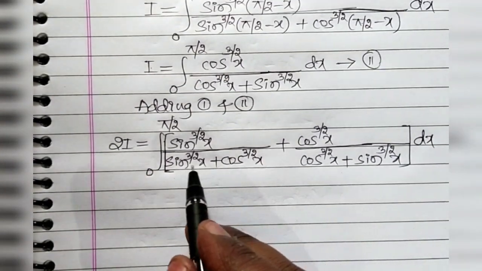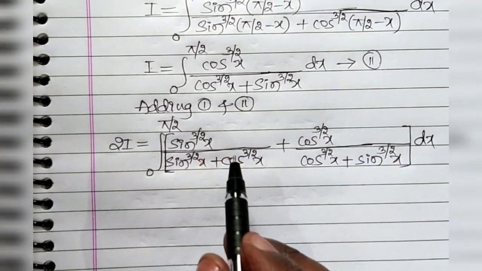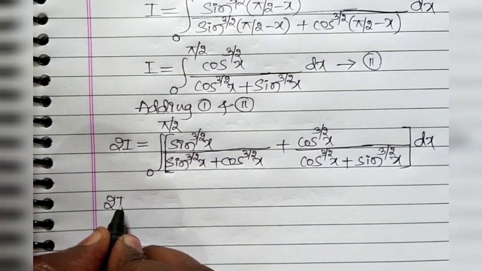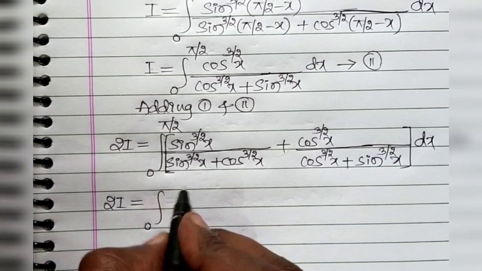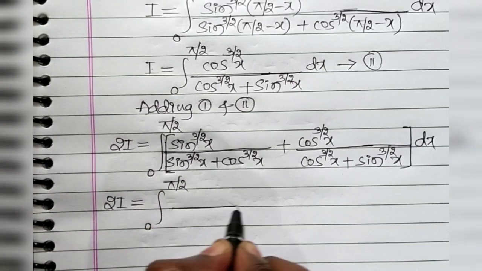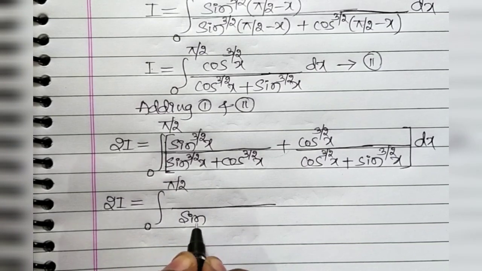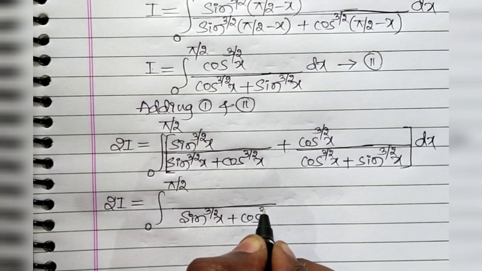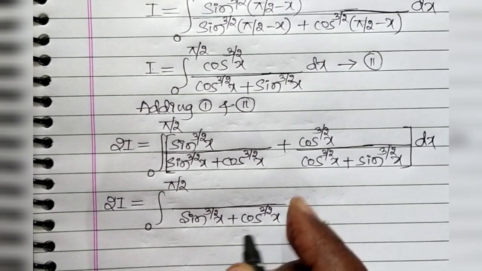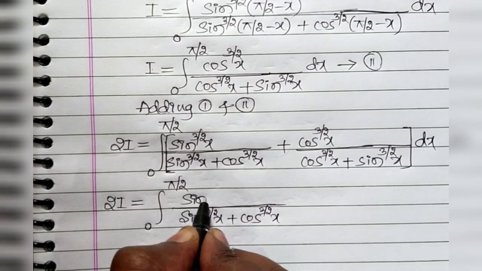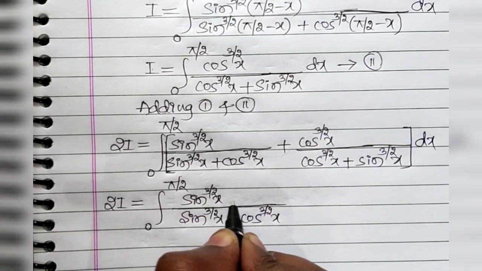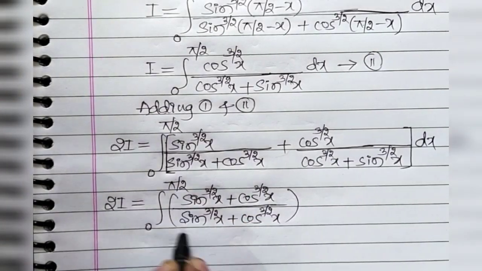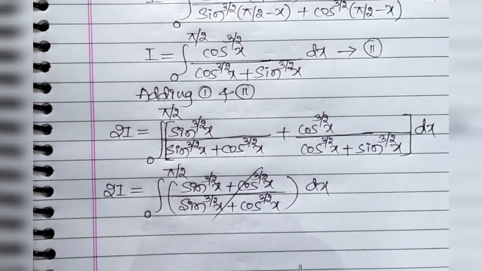Now you have the same denominator. Whenever you have the same denominator, the numerators will be added up, because here we have the plus sign. So 2I is equal to the integral from 0 to pi by 2 of sine to the power 3 by 2 x plus cos to the power 3 by 2 x, where the numerator is sine to the power 3 by 2 x plus cos to the power 3 by 2 x, dx. So these two get cancelled now.